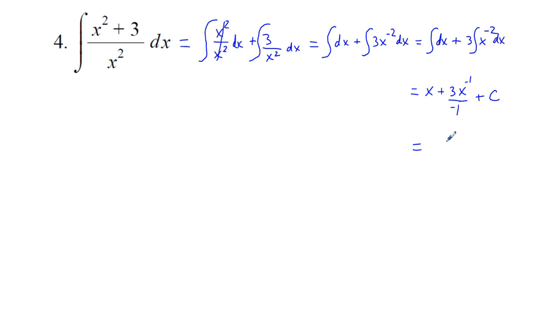And so our final answer in most simplified form is going to be x plus, we have divided that 3x to the negative 1 power by negative 1. So that's going to give us minus 3 over x to the 1 power, and that's the same as x to the negative 1, plus c. And so this is going to serve as our final answer in our most simplified form.